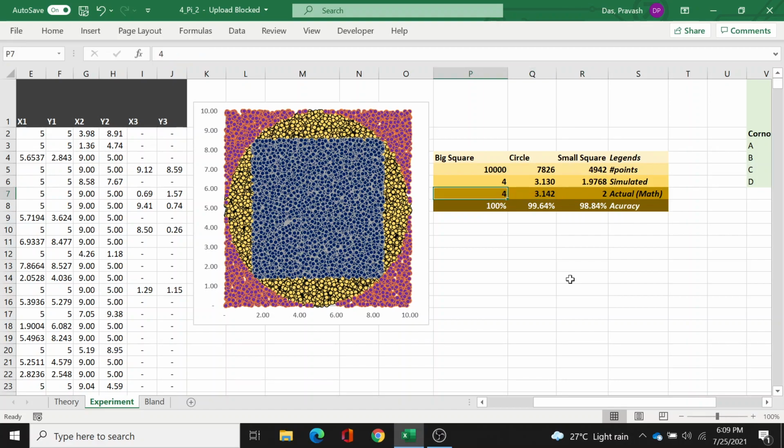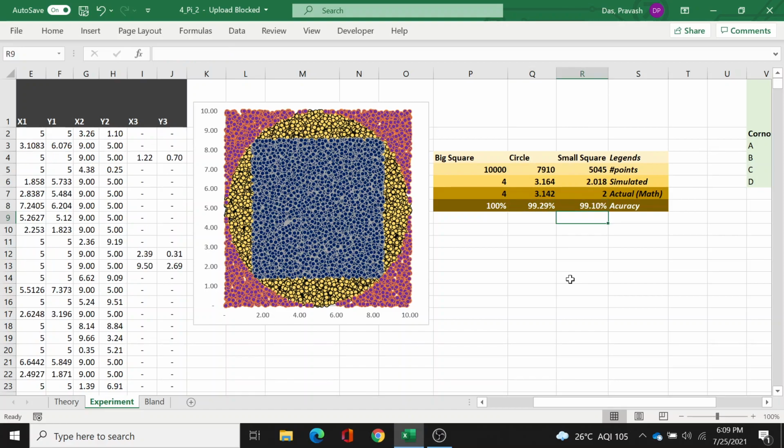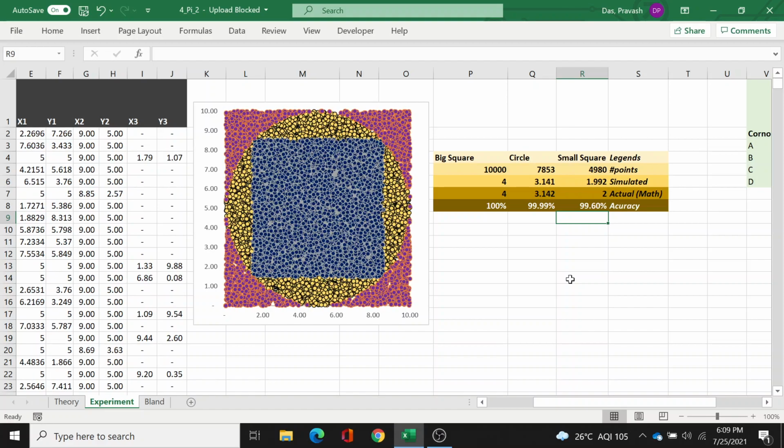So this is our actual number. This is pi, this is 4, this is 2. So the ratio should have been 4 is to pi is to 2. And when we simulate, it comes very accurate, right? If you see the accuracy, it's about 99%, 99.6, 98.84%. I can keep on hitting F9 and see how it changes.